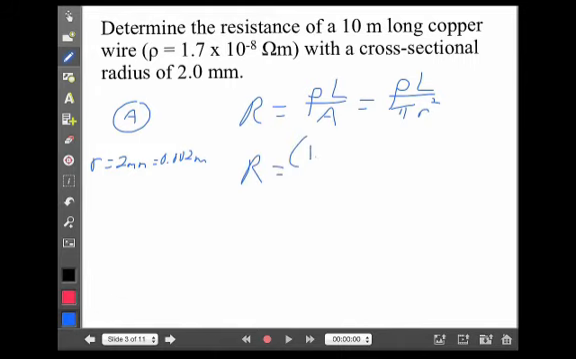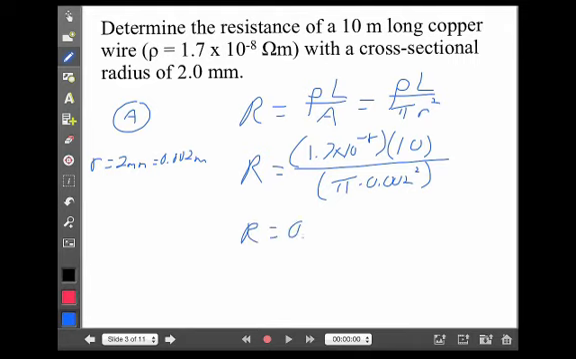So we have our resistivity, 1.7 times 10 to the minus 8, times 10 meters, it's a good long wire, all over on the bottom, pi times 0.002 squared. Only that 0.002 is actually squared. And that gives a resistance of 0.014 ohms, which is a very low resistance number. And again, that's why copper is often used as a conductor or in a lot of wiring, because it has a very low natural resistance, even over a 10-meter length, which is a good long length. That's basically how we determine resistance.